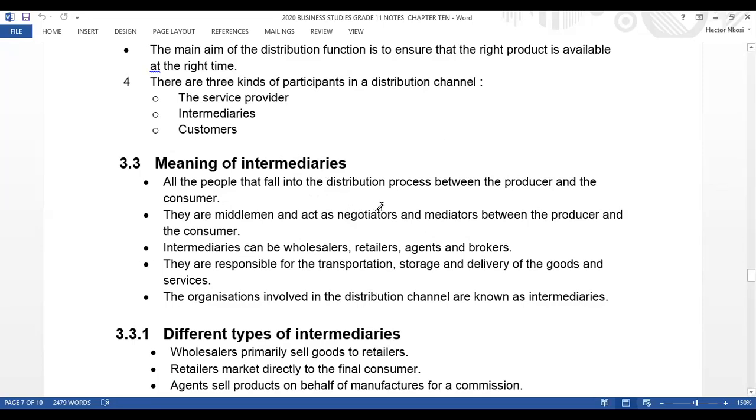Now, let's go into detail when it comes to intermediaries. Remember, it's all the people that fall into the distribution process between the producer and the customer. So very important, between the producer and the customer.